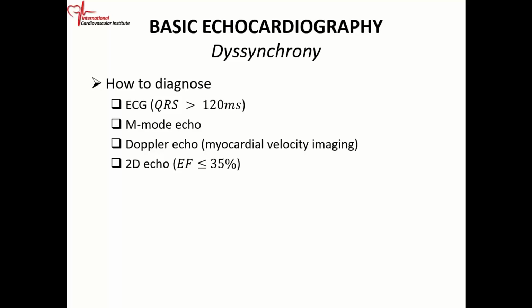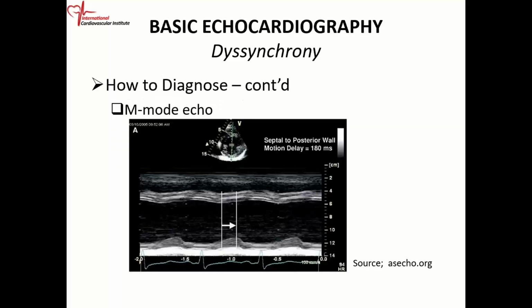Okay, we can use the M mode to diagnose dyssynchrony. We can use the Doppler as well, the myocardial velocity. Remember, we did that when we did strain and strain rate. And usually, if the patient has a very low ejection fraction, you can bet you're going to have dyssynchrony. So the walls are not going to have the coordinated contraction that we talk about. So this is using the M mode, and I'm not going to go into too much detail. I just want to show you that.